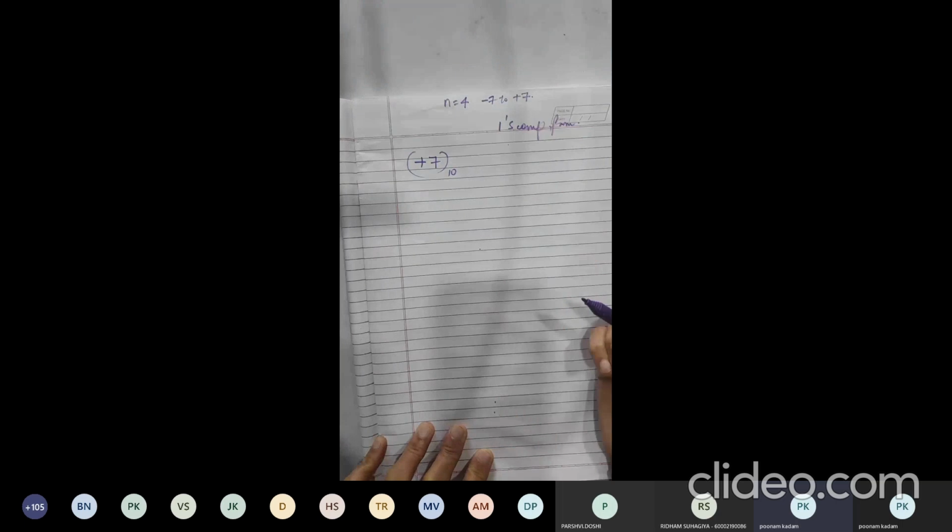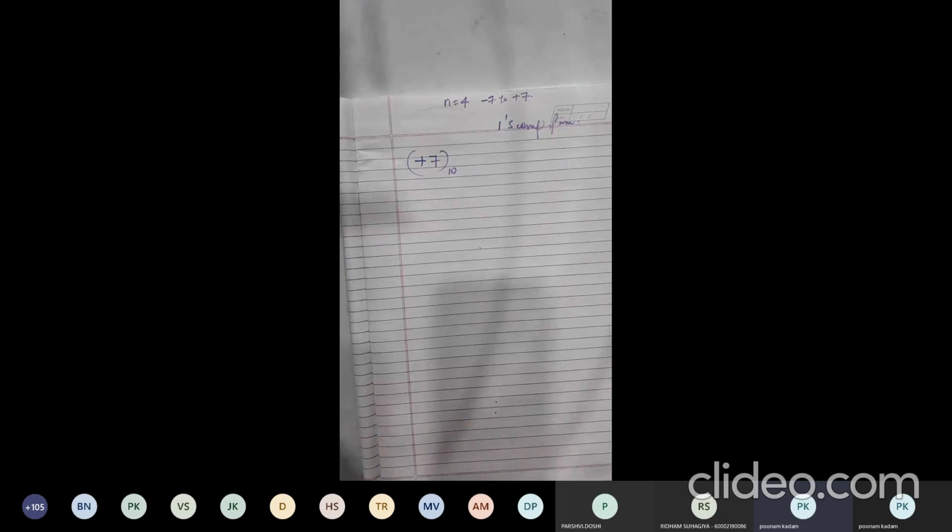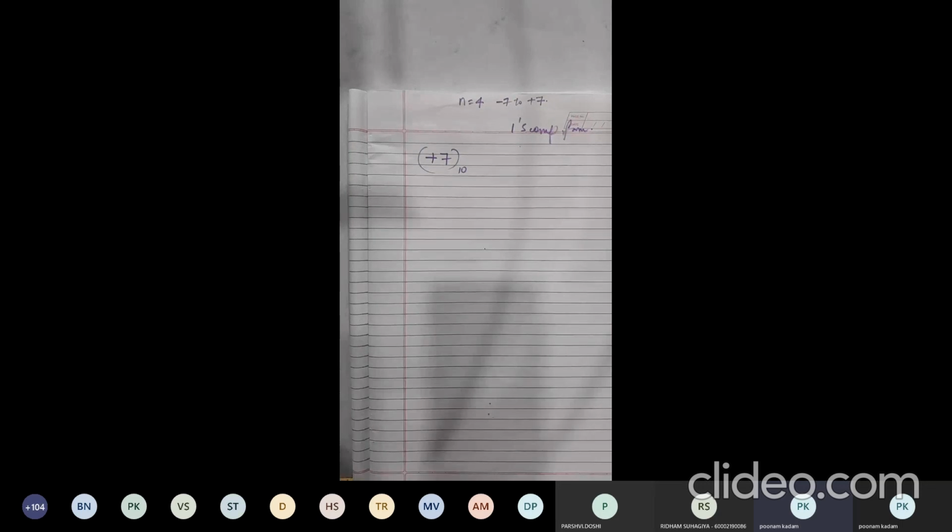Just a second, my mobile battery has gone down. Just a second. Represent +7 in one's complement form.